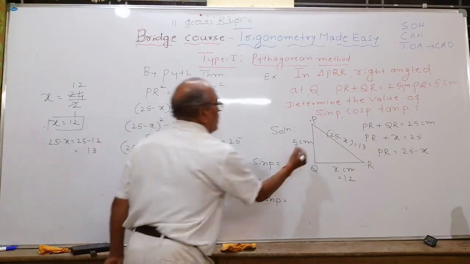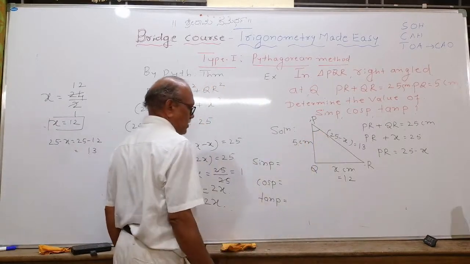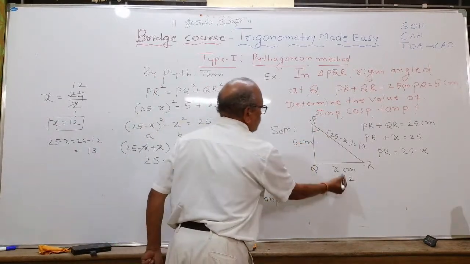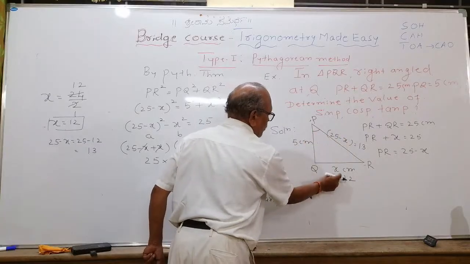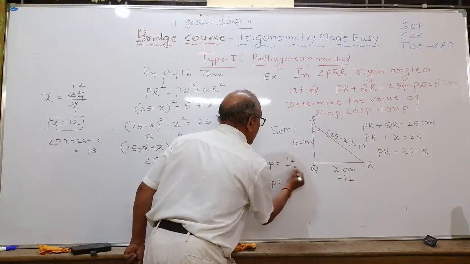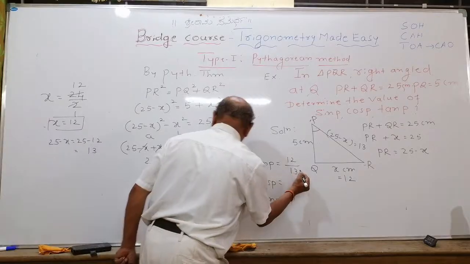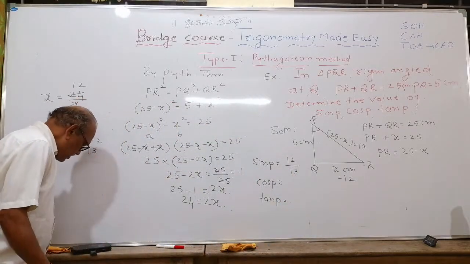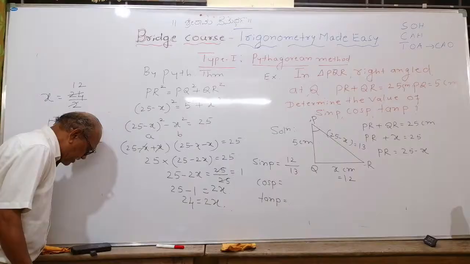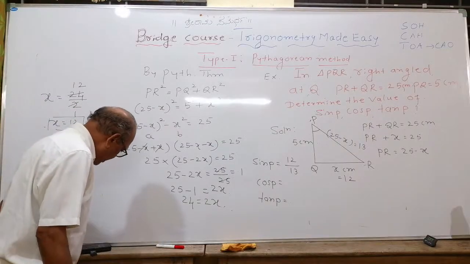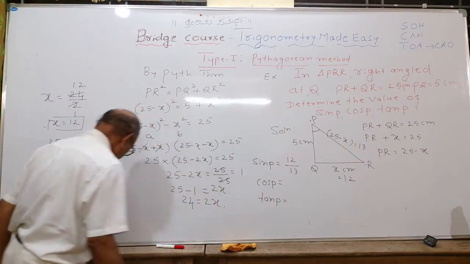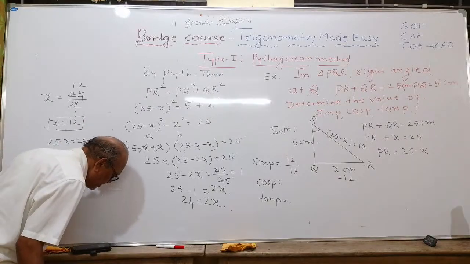Sin P, here is P. Observe. What is the sine definition? Opposite upon hypotenuse. When this is the angle, opposite will be 12. Hypotenuse will be 13. So 12 by 13. Sin P. Correct answer, Krishna Kulkarni. Your answer is correct.